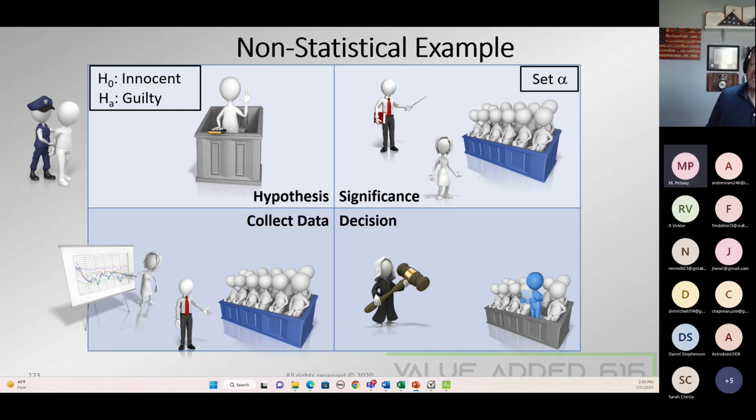Well, what if this is a murder trial where their life is on the line? Probably a lot more confident, right? Maybe you want to accept the fact that you could be wrong by a lot less. Maybe we're at 99.99% confidence, which means we have an alpha of 0.001.